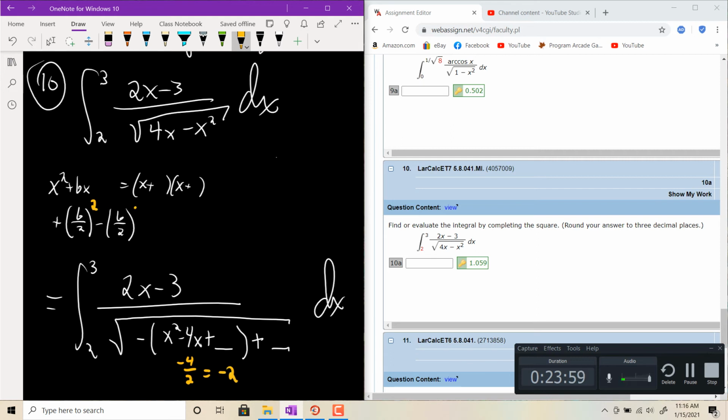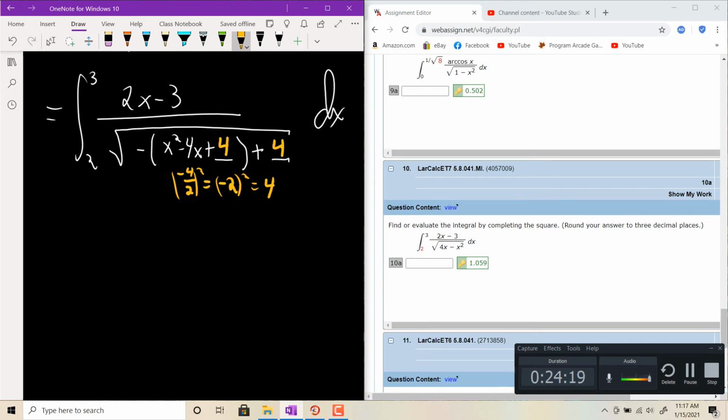Okay, so I forgot to put little squares in there. So this thing squared is 4. So I need the plus 4 here. But really what you're doing is subtracting a 4, so to undo that, you need to add a 4 in over here. Okay? You can look up videos on completing the square if you don't remember how to do that. Let's see what we got.